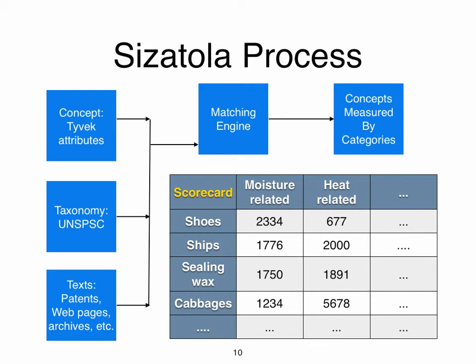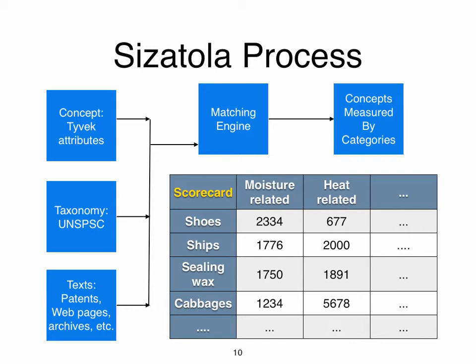We get the scorecard report as indicated in the southeast quadrant here. And on the left-hand column, you see notional examples of products from the Unspec taxonomy: shoes, ships, sealing wax, cabbages. I guess kings would be next. And I like to use this notional example because it reminds me that the counterpart of floor wax is not sealing wax, so that's helpful.